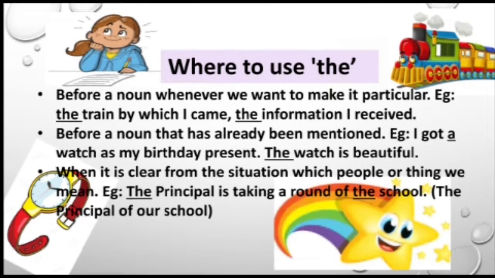Third rule says, when it is clear from the situation which people or thing we mean. For example, the principal is taking a round of the school. Here in this example, it is very much clear which principal are we talking about. The principal of our school. Which school are we talking about? Our school. So both things are very much clear. Which principal and which school. So we are using the with it.